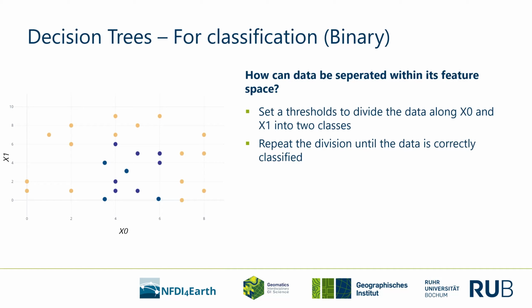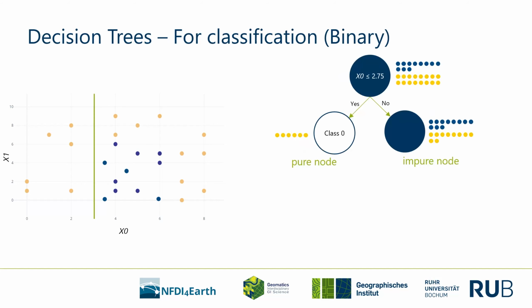We have a feature space formed by two features or measurements, namely x0 and x1. The blue and yellow points represent data points. The color indicates that these data points belong to two different classes. We now want to try to separate these two classes as cleanly as possible by looking for thresholds along x0 and x1. An initial split could be made at an x0 value of 2.75.